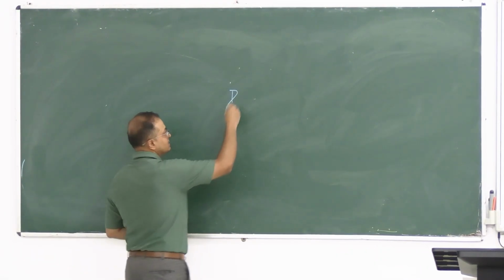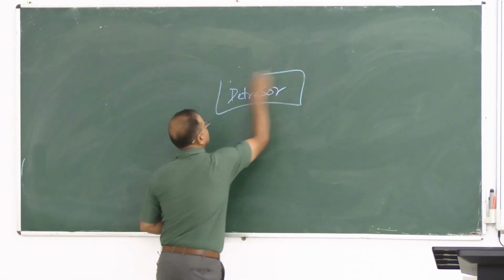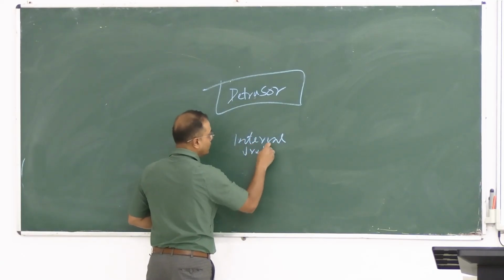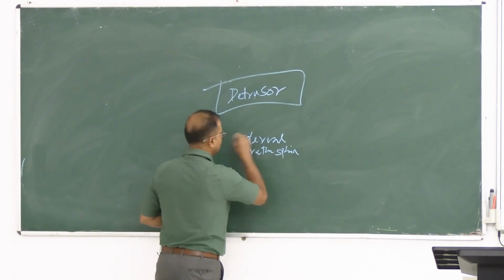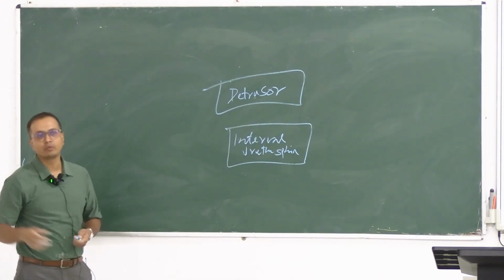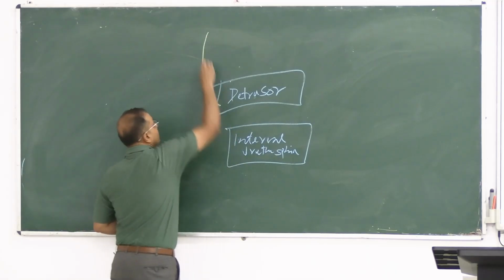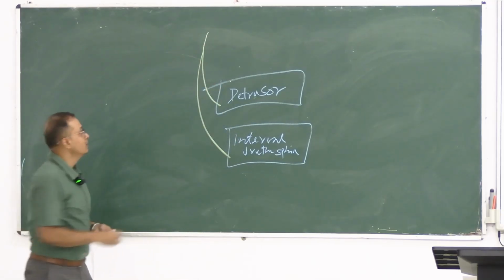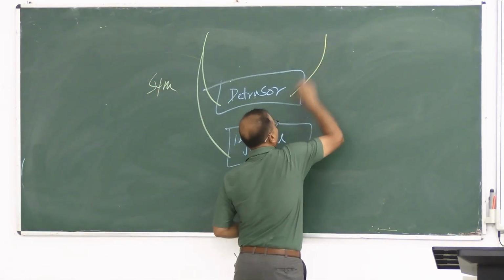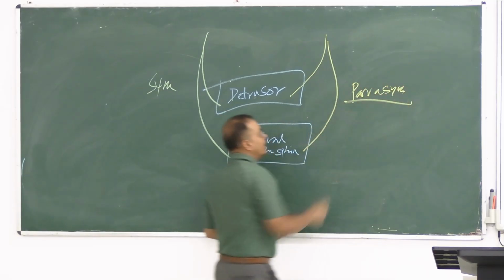We have two kinds of muscles present in this urinary bladder, the detrusor and the internal urethral sphincter. These are the two key role players in the functions of the urinary bladder. Now both of these are innervated by the sympathetic and the parasympathetic supply at the same time. So this side we have the parasympathetic and this side we have the sympathetic.